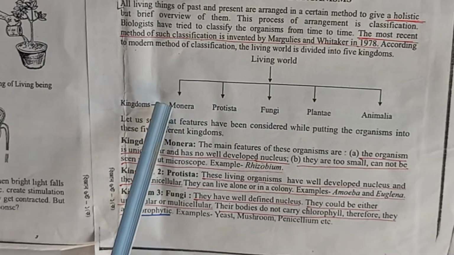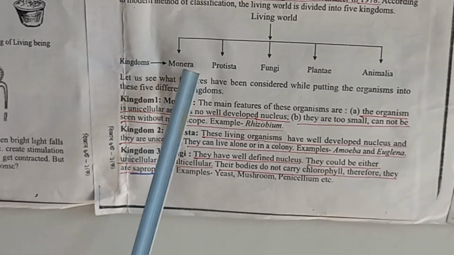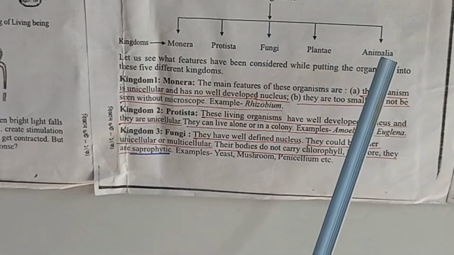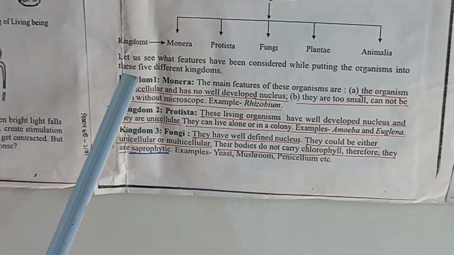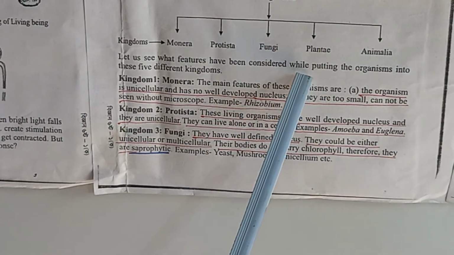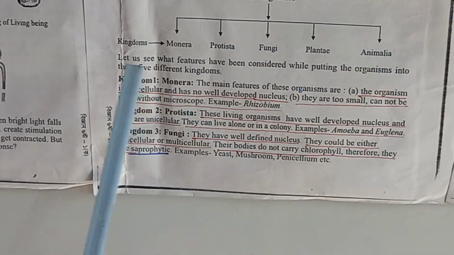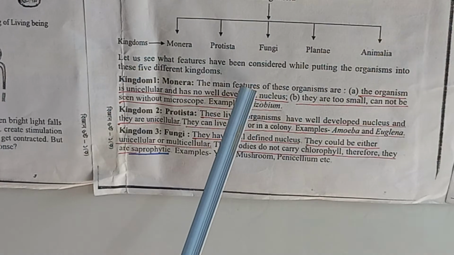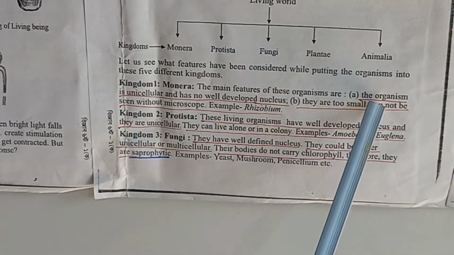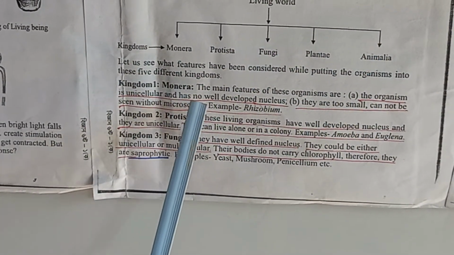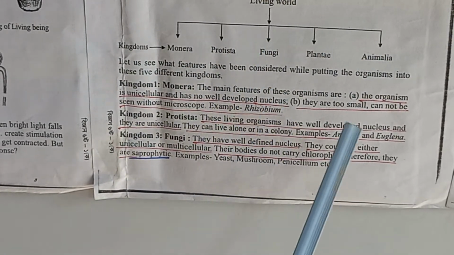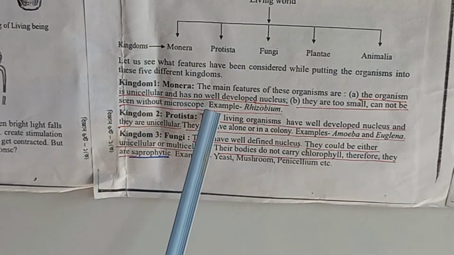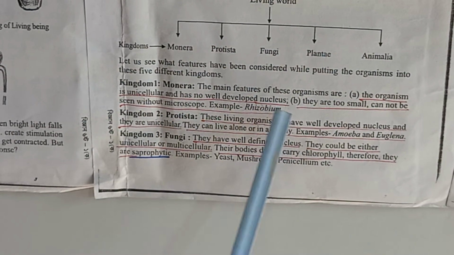And here are the 5 kingdoms. Look at here, the first one is Monera, then Protista, then Fungi, then Plantae and Animalia. Let us see what features have been considered while putting the organisms into these 5 different kingdoms. Kingdom 1, Monera. The main feature of these organisms is that the organism is unicellular and has no well developed nucleus. They are too small, cannot be seen without a microscope. Example here is Rhizobium.